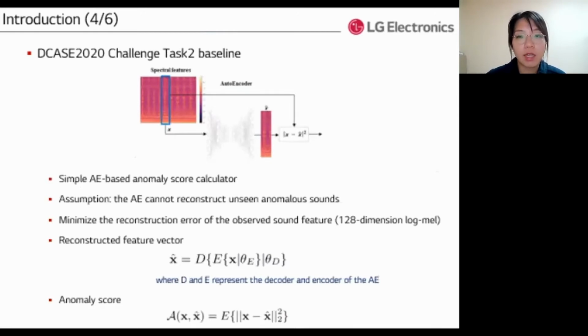The baseline model of Task 2 is a simple autoencoder-based anomaly score calculator. Under the assumption that the autoencoder cannot reconstruct unseen anomalous sounds, the goal of model training is to minimize the reconstruction error of the observed sound feature, which consists of 128-dimension log-mel energies. The reconstructed feature vector is the output of the decoder, which takes the output of the encoder as input. The final anomaly score can be calculated as the error between the original input feature and reconstructed feature.